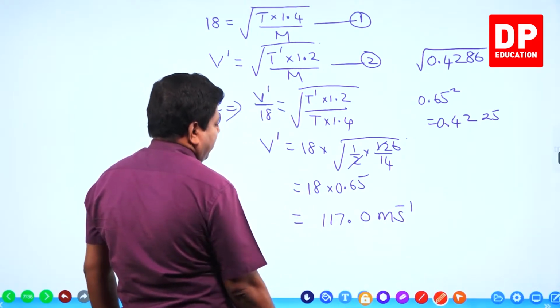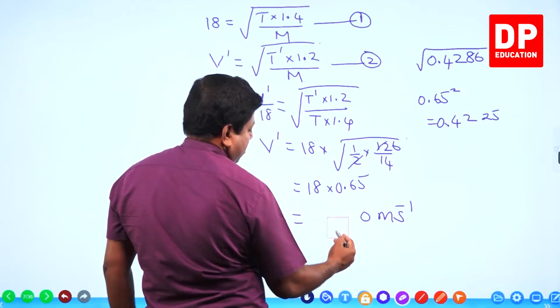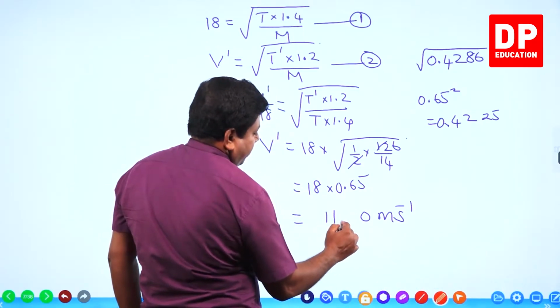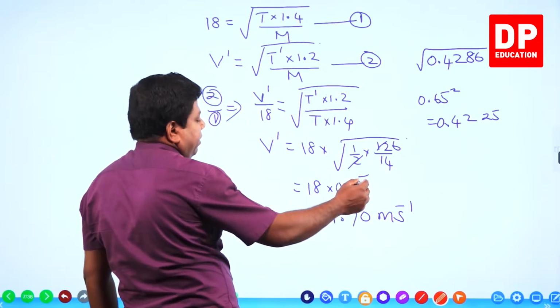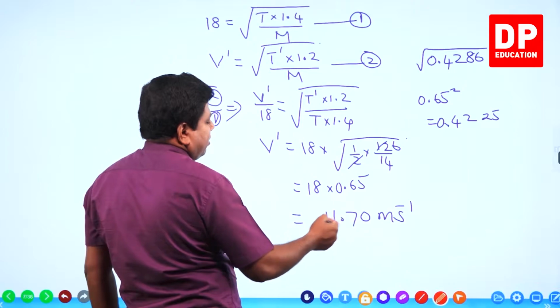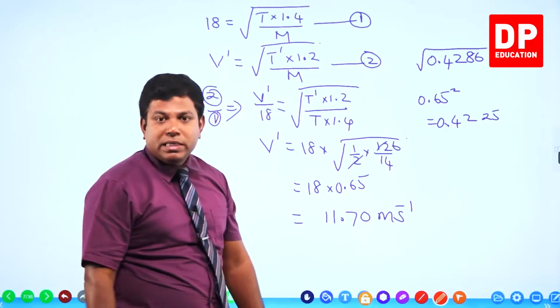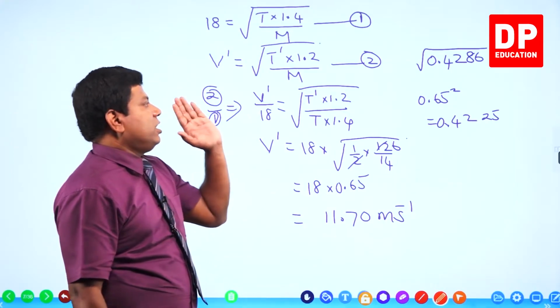Correct? No, 11.7 meter per second. Check again. 18.5, 90, 9 balance, 108 and 9, 117. 2 decimals you have to bring forward. 11.7 meter per second is the speed when the tension is changed.